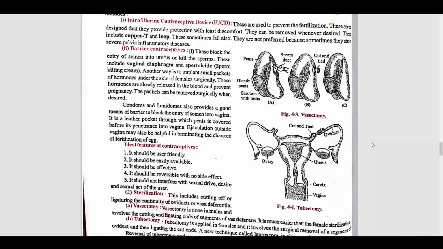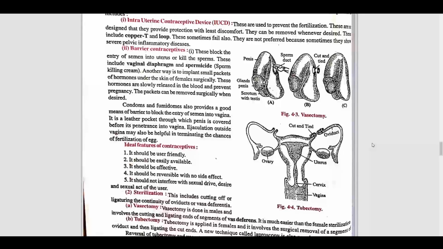Next is the barrier contraceptive. It helps to block the entry of semen into the uterus or kill the sperm. These include the vaginal diaphragm or spermicides.